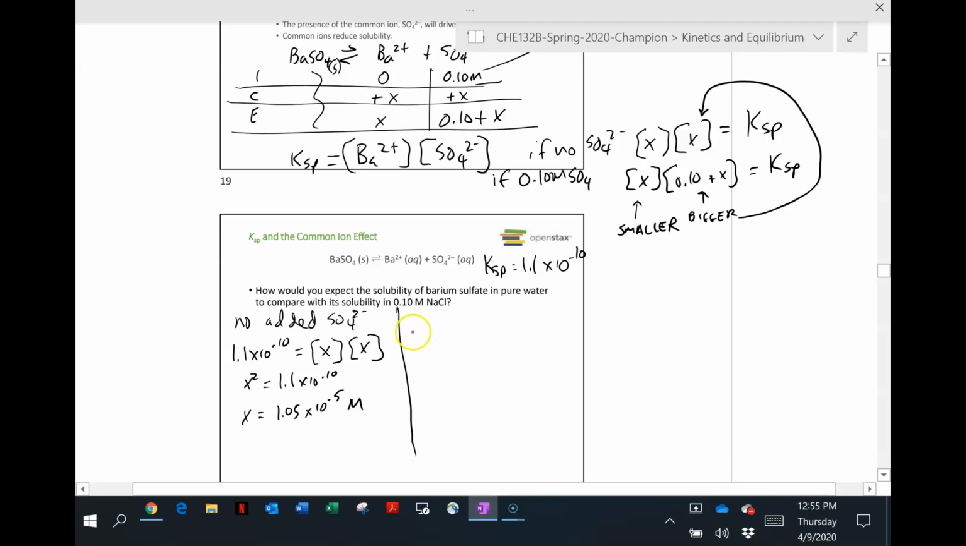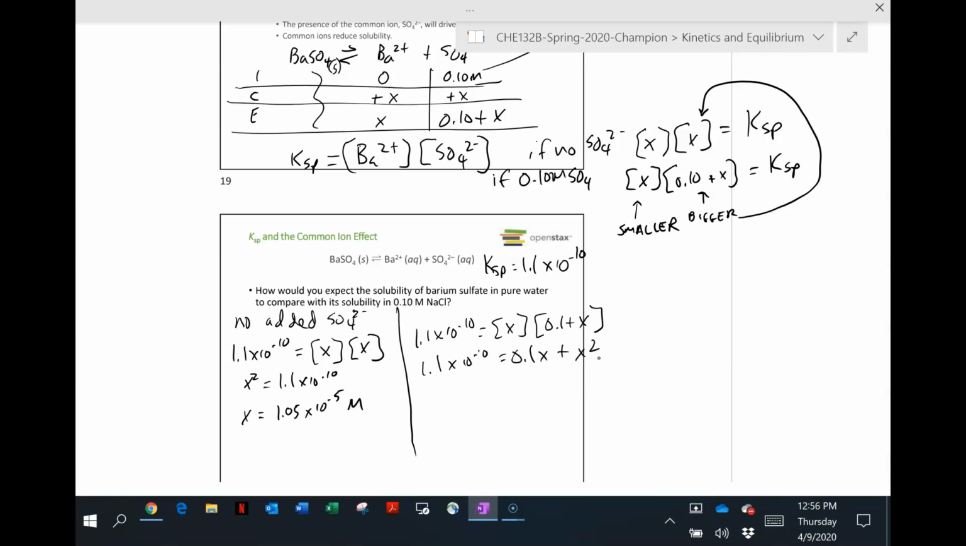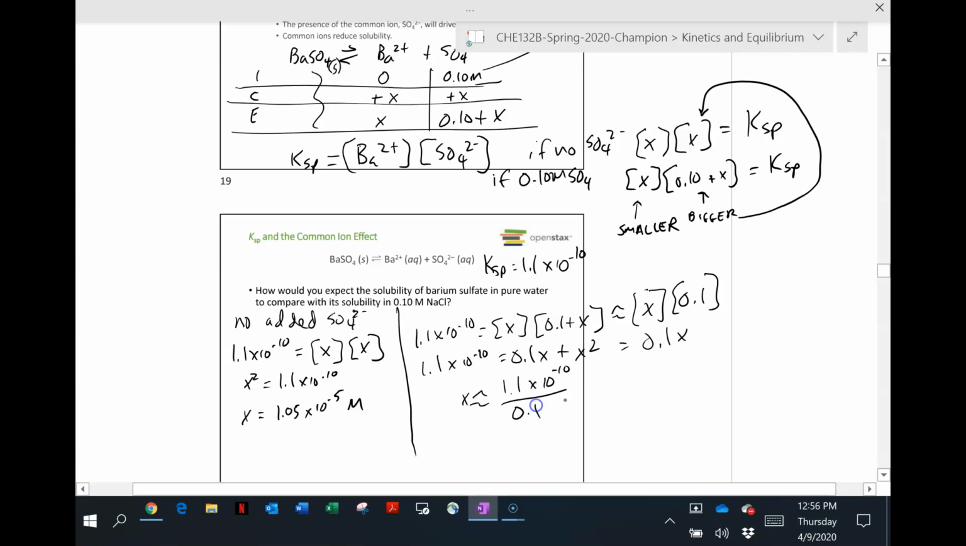So if we have the added sulfate, we have 1.1 times 10 to the negative 10 is now equal to X times 0.1 plus X. That's 1.1 times 10 to the negative 10 is equal to 0.1x plus x squared. That's a quadratic. We might assume x is very small. That's probably acceptable. So if we assumed x was very small, we could say x times 0.1. So that would make this much simpler. It's just going to be 0.1x. It would eliminate the x squared term. So the approximate solution is going to be 1.1 times 10 to the negative 10 divided by 0.1.